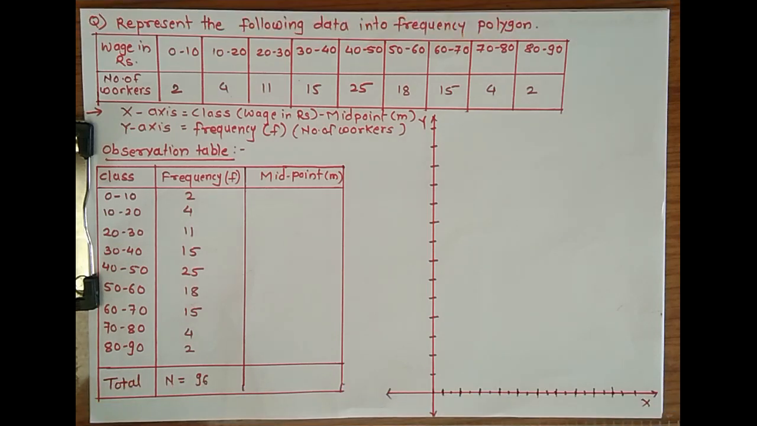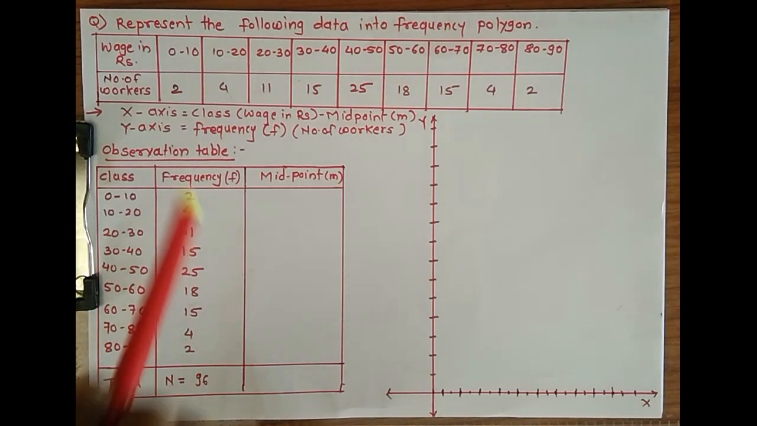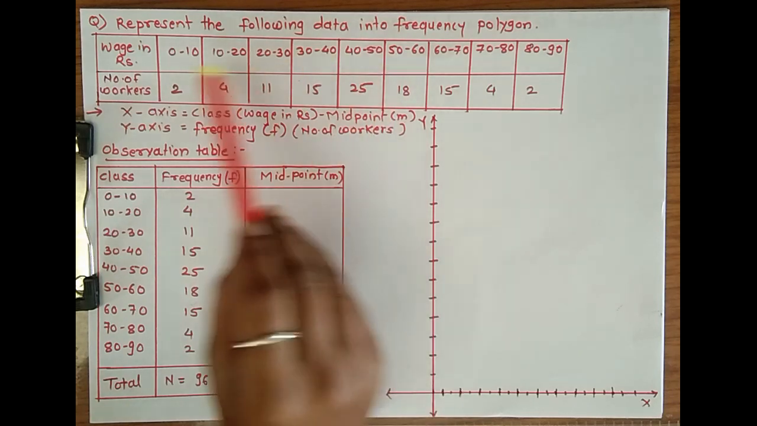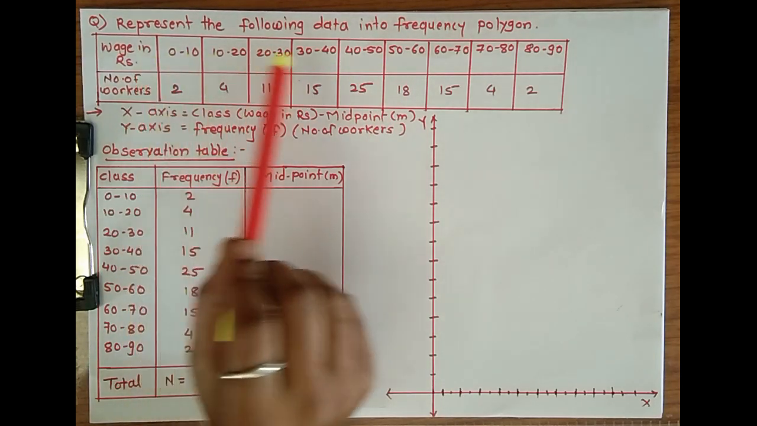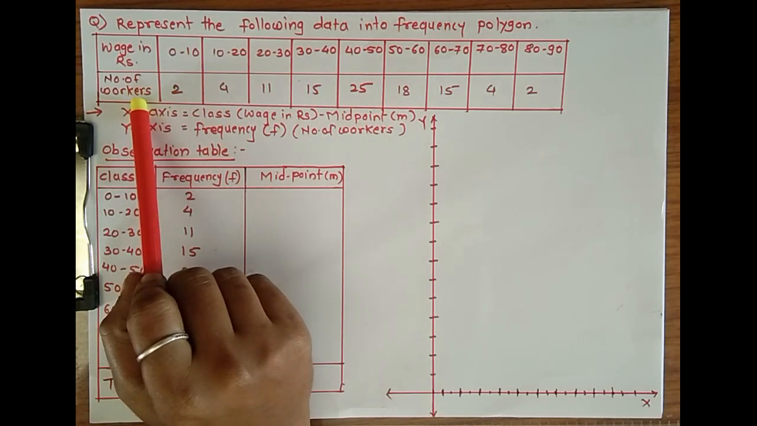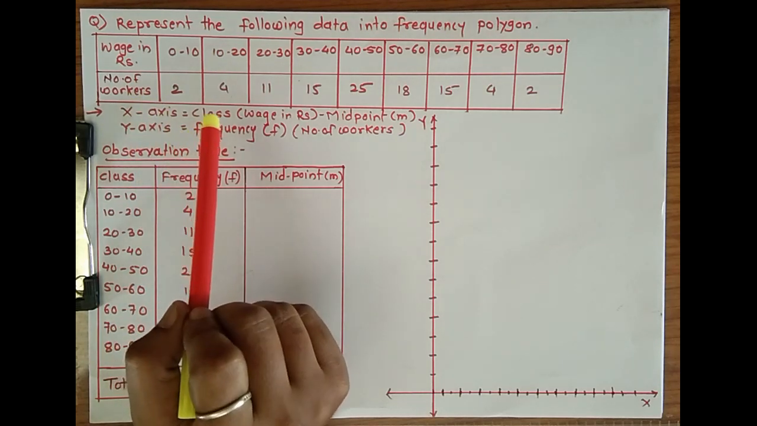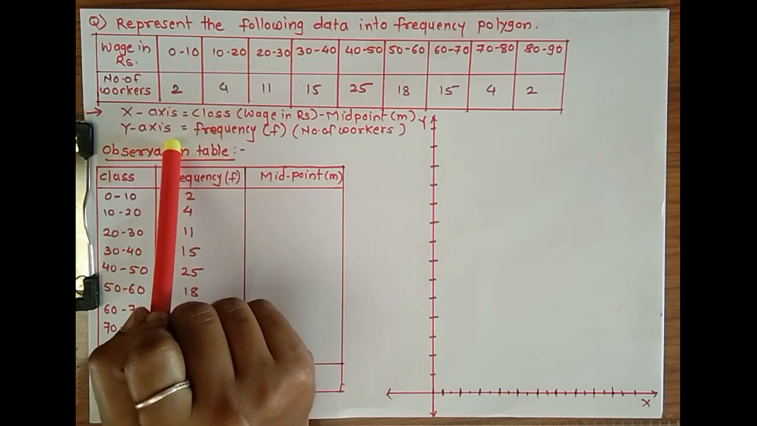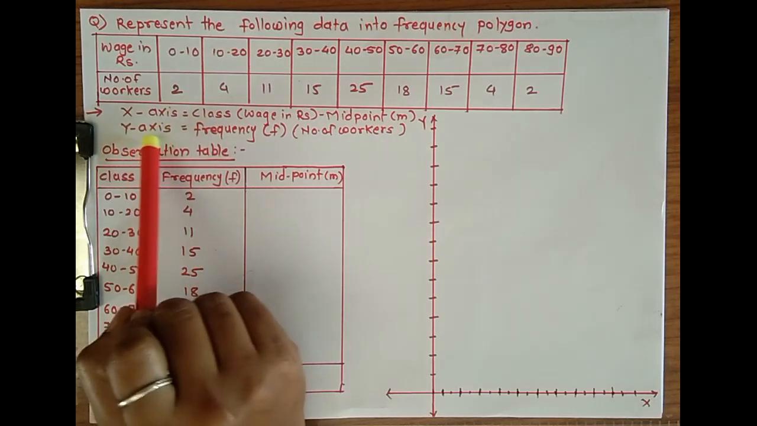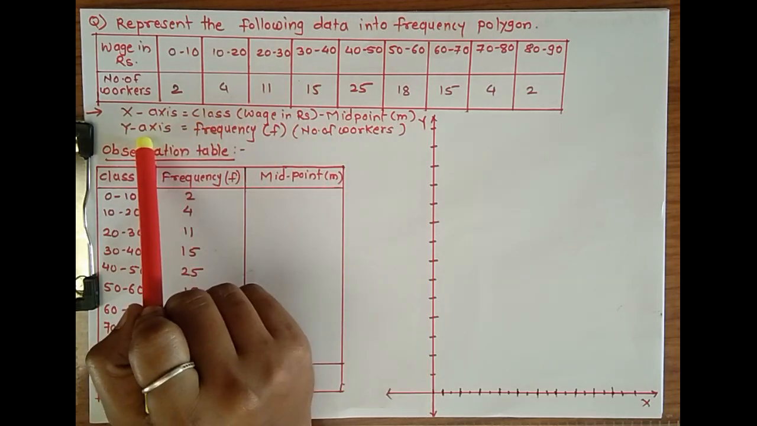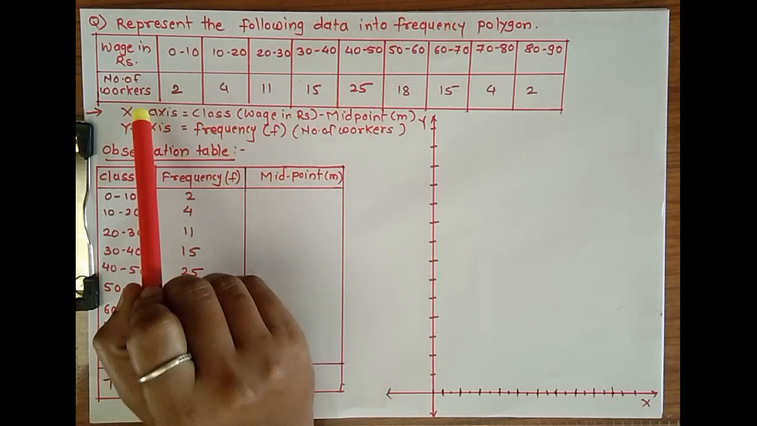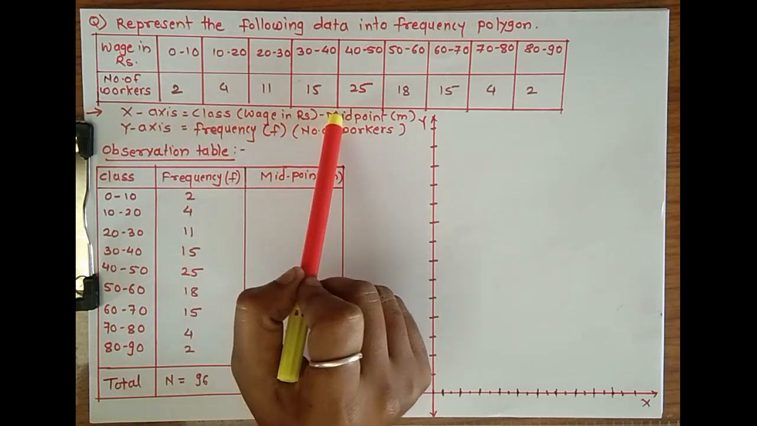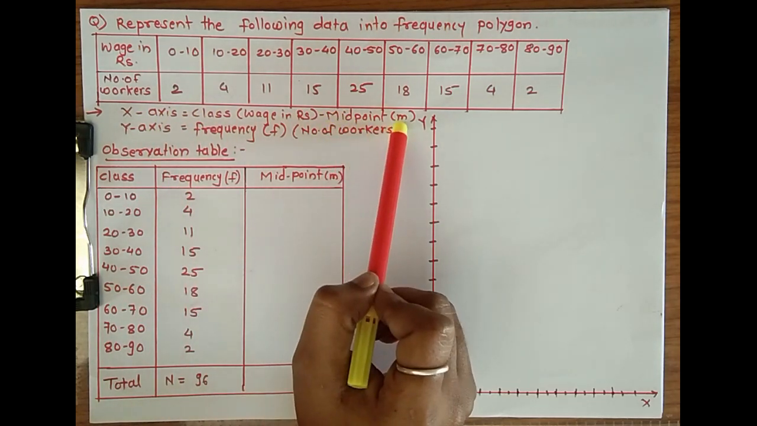In this lecture, we are going to study how to draw a frequency polygon. Here is the example which contains wage in rupees and number of workers. For calculating the frequency polygon, we need the classes and the frequencies. In classes, we need the midpoint of that class.